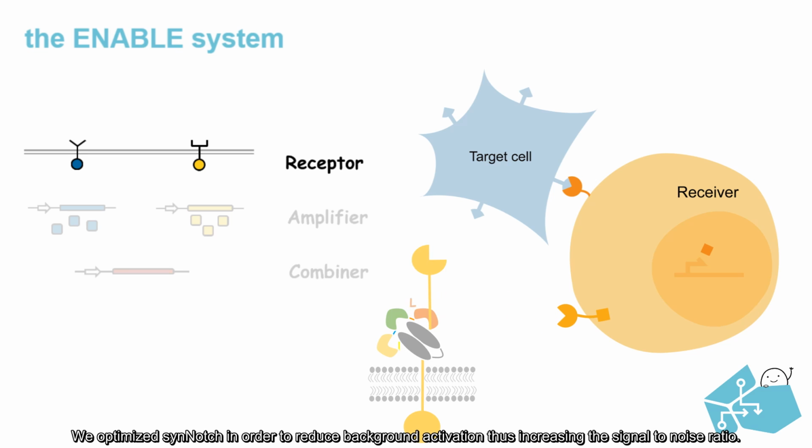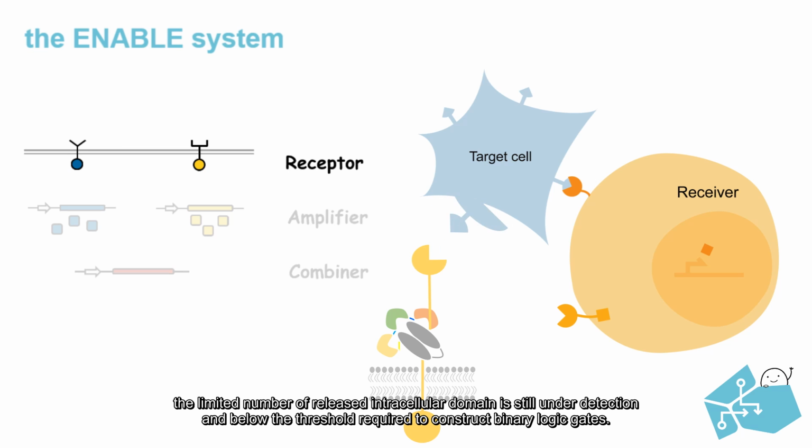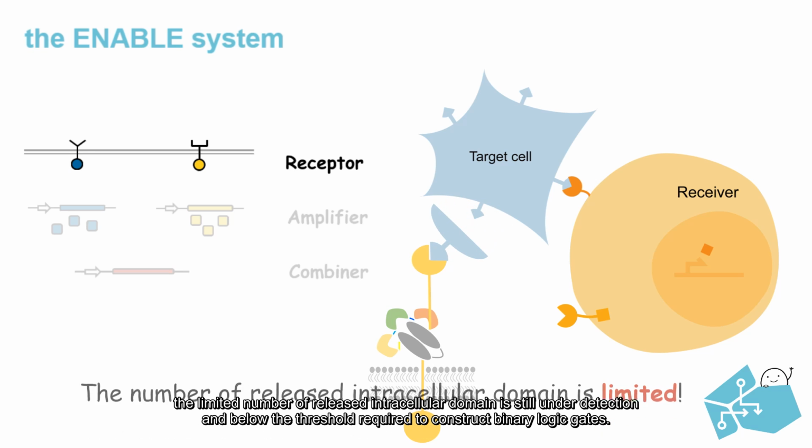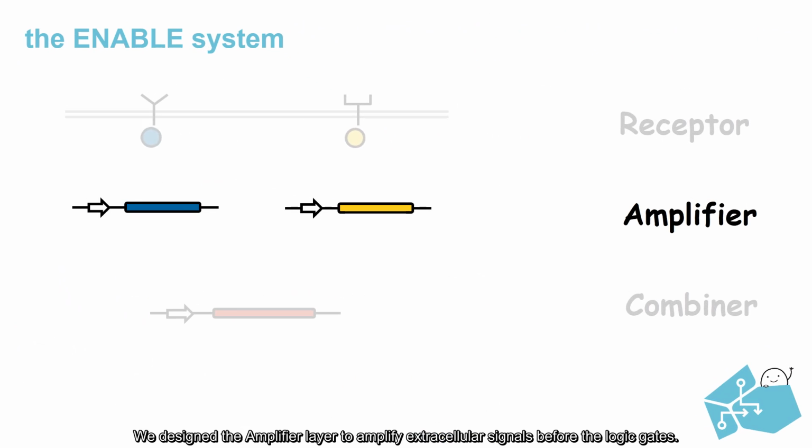We optimize synapse in order to reduce background activation, thus increasing the signal-to-noise ratio. Though this receptor is highly orthogonal when tested with different extracellular antigens, the limited number of released intercellular domain is still under detection and below the threshold required to construct binary logic gates. Here comes our second layer. We designed the amplifier layer to amplify extracellular signals before the logic gates.